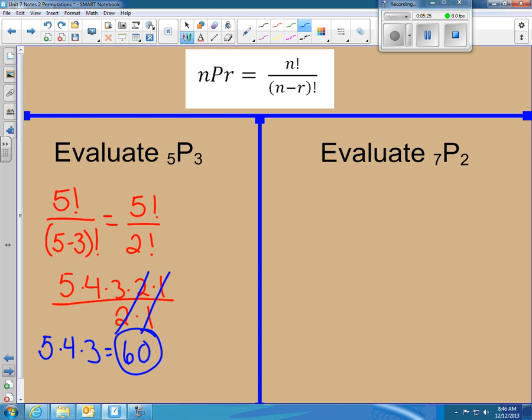All right, so then I want you guys to pause the video and try our next problem. 7 choose 2, using the same order and way I did it for problem 5.